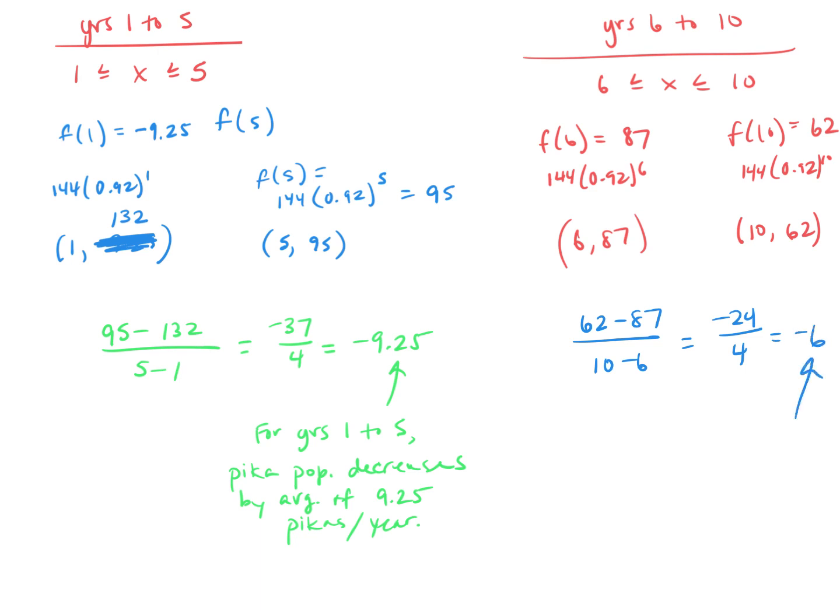So what does that negative 6 mean? That means that for years 6 to 10, the pica population decreases by an average of 6 picas per year.